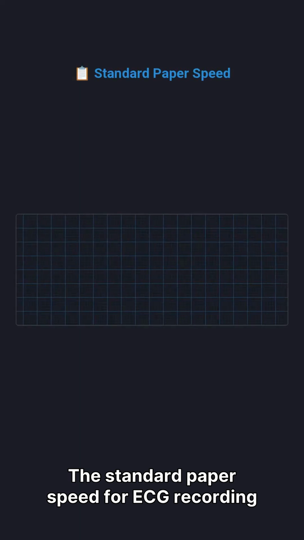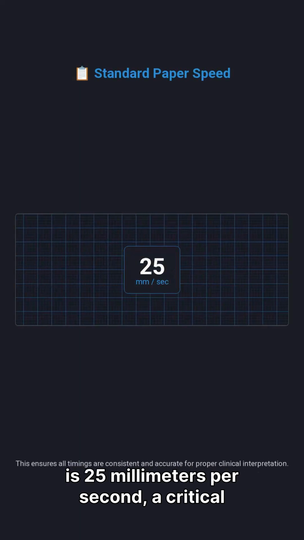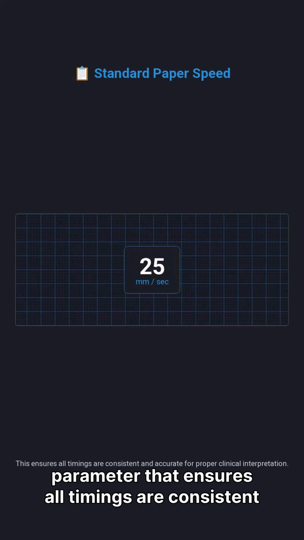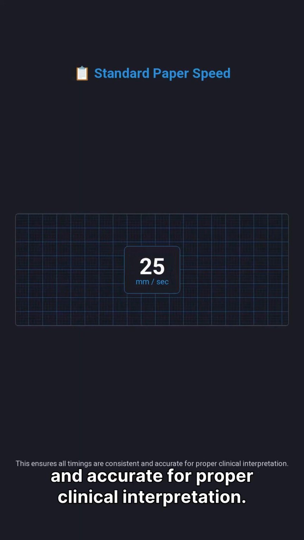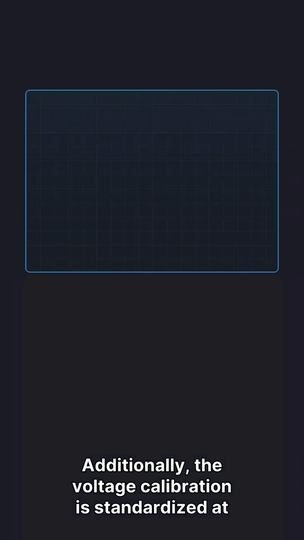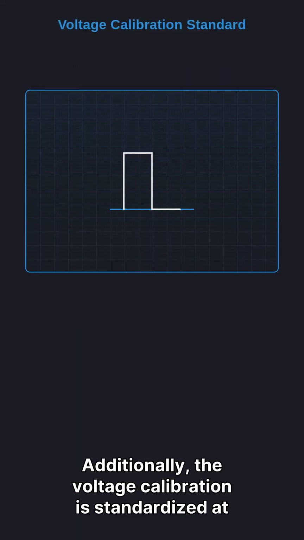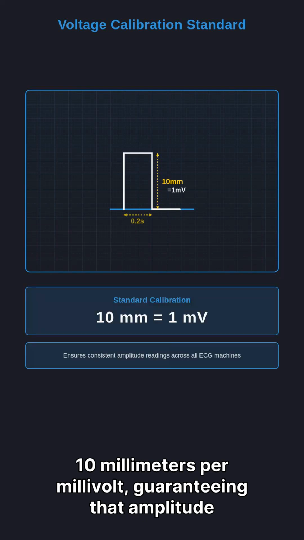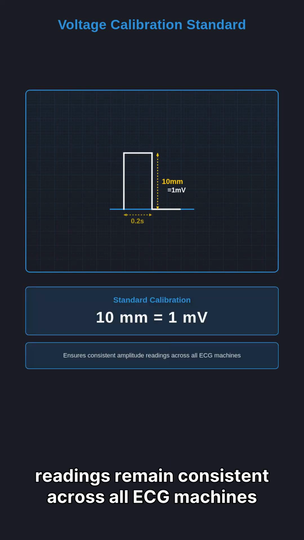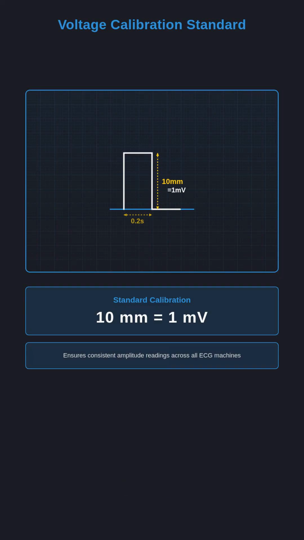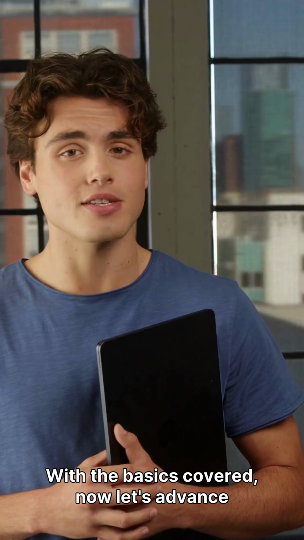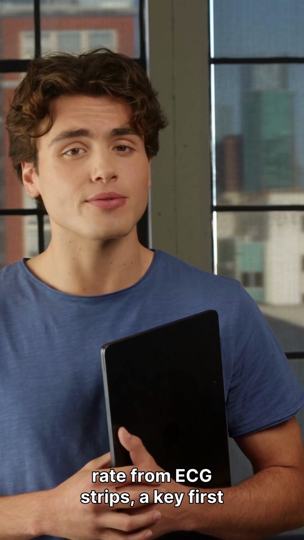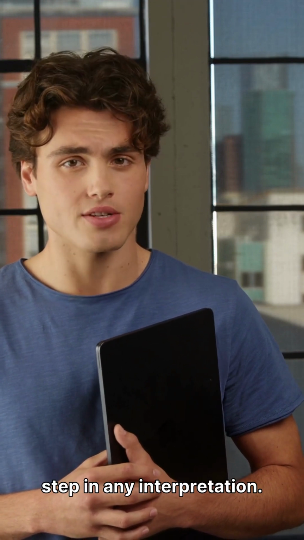The standard paper speed for ECG recording is 25 millimeters per second, a critical parameter that ensures all timings are consistent and accurate for proper clinical interpretation. Additionally, the voltage calibration is standardized at 10 millimeters per millivolt, guaranteeing that amplitude readings remain consistent across all ECG machines and tracings. With the basics covered, now let's advance to the practical skill of calculating heart rate from ECG strips, a key first step in any interpretation.